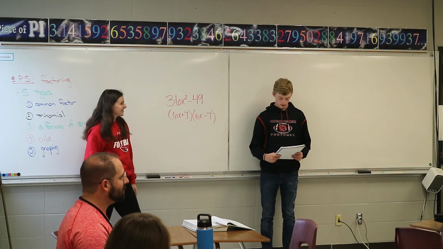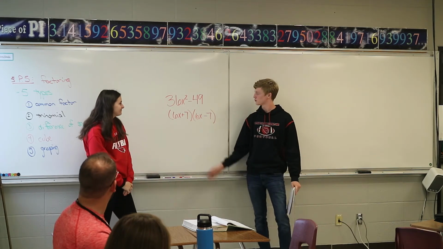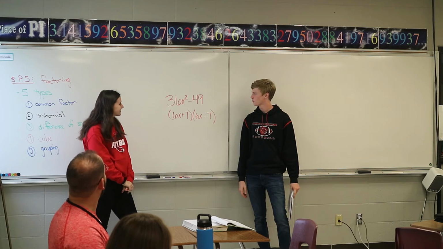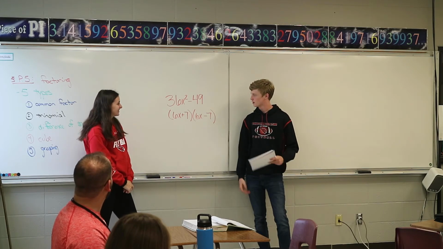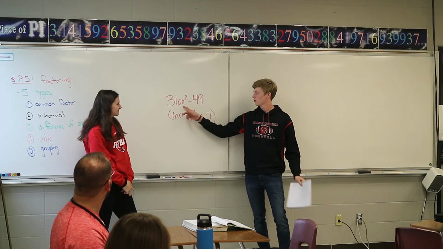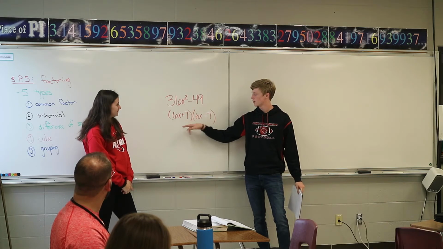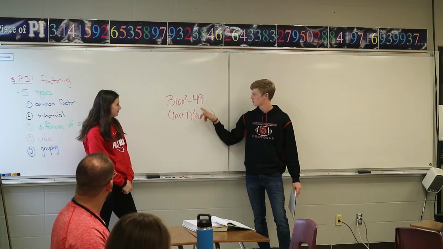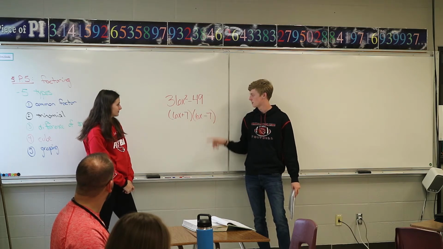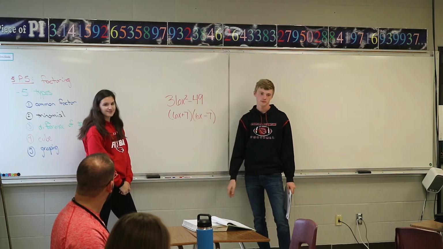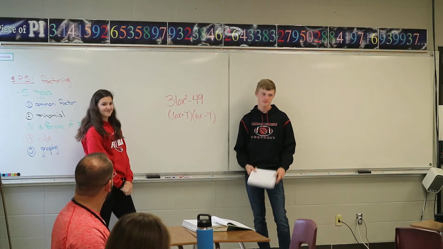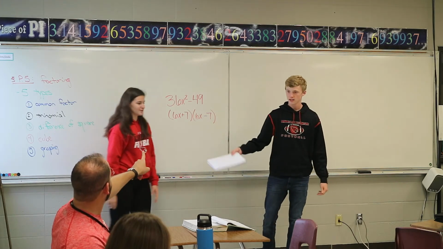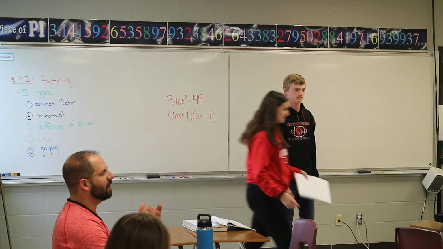Sorry, I got terrible. Okay, so our question is 36x squared minus 49, and you take the square root of 36 and you get 6. And you do that for both problems because there's also an x squared right there, so that's why there's an x. And then the square root of 49, and you get a 7, and then negative 7 because there's a negative sign right there. And that's how you get your answer. Nice. What type is it? Difference of squares. Alright, very nicely done.